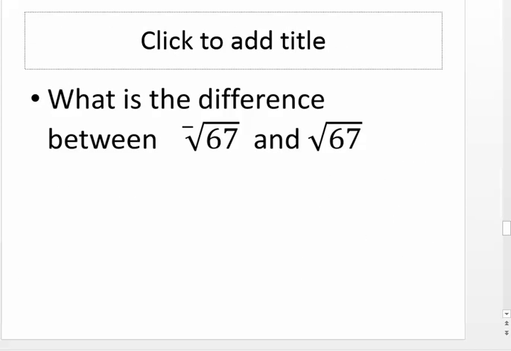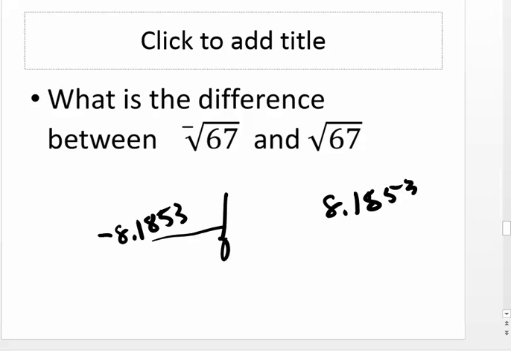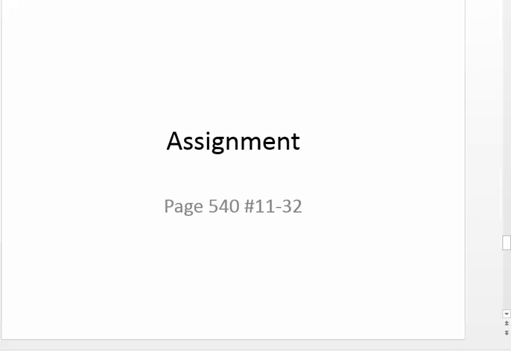What is the difference between the opposite of the square root of 67 and the square root of 67? The square root of 67 is 8.1853, so on and so forth. The opposite of that would be negative 8.1853. There's a very large difference. You can see that this would be this far to get to 0, and then that would be that far, much farther. I hope you've enjoyed this and hope you've learned something.